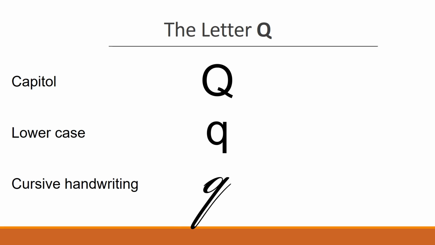The letter Q. Q is a very unusual letter and doesn't get used very often. But you can see the Q is a circle like an O, only it has a little stick coming out of it at the bottom. The lowercase looks a lot like an A, doesn't it? So it has a descender.